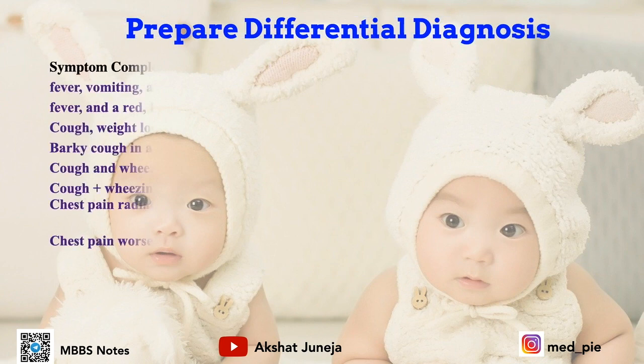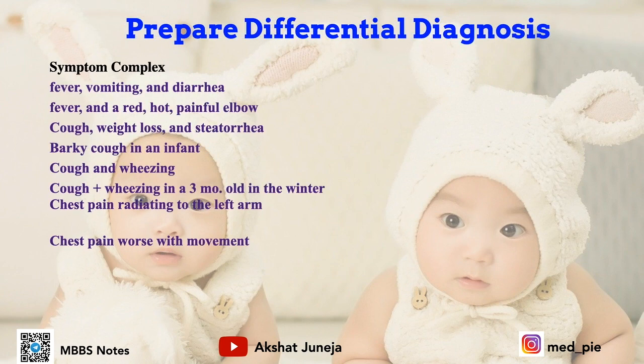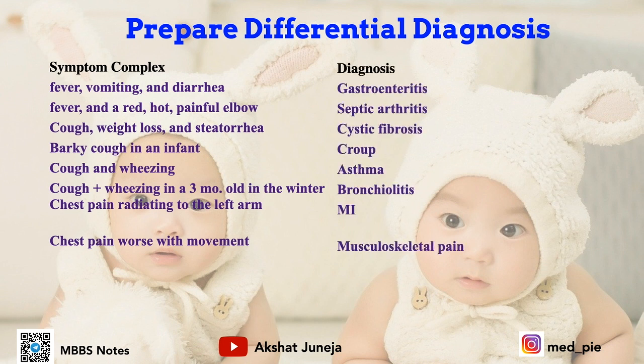Now the next thing you need to do is prepare a differential diagnosis. What happens basically is, if I tell you these are the common symptoms, you can see that in almost every symptom complex there is fever, there is cough, there is wheezing, there might be chest pain. So when you study a particular clinical case, suppose you study gastroenteritis, there was also fever, and in septic arthritis there was also fever. So how will you distinguish them? You need to make a differential diagnosis of that particular topic.